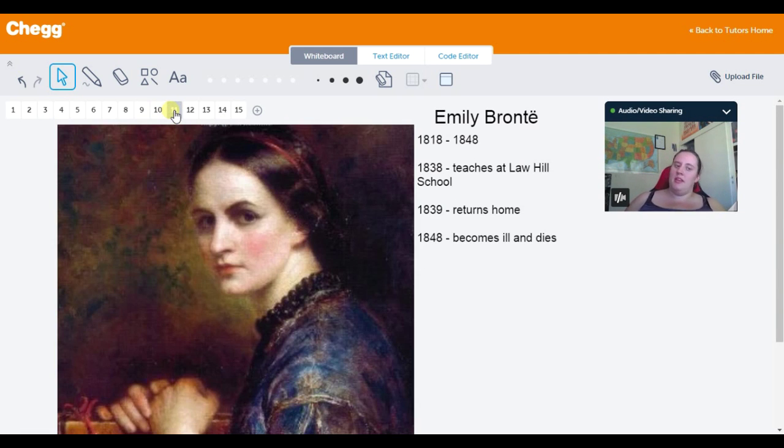Charlotte's sister Emily is considered to be the most solitary and reclusive of her siblings, so much less is known about her activity. It is known that in 1838 she became a teacher at Law Hill School, but within 6 months left due to severe stress. So she took over the running of the family household and taught herself to speak French and German. In 1848, at the funeral of her brother Branwell, Emily becomes quite ill and soon dies from the effects of tuberculosis.